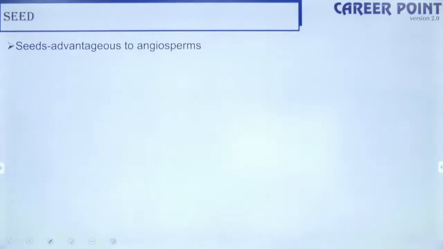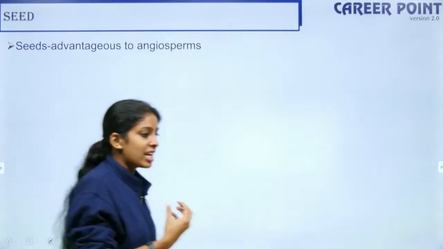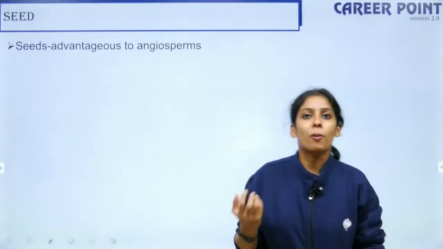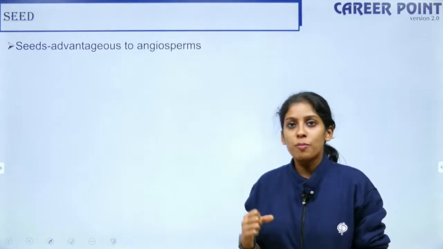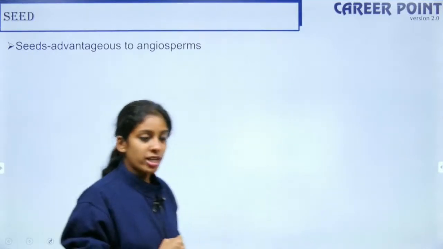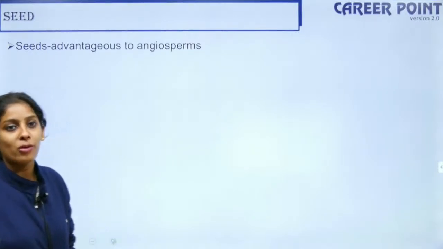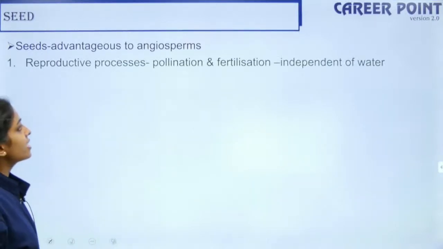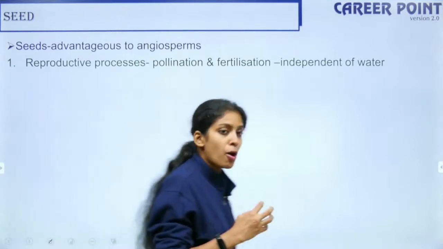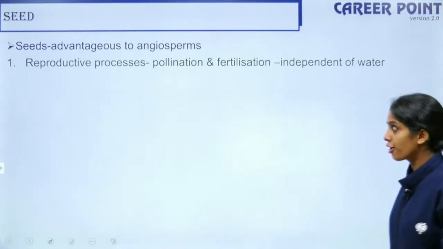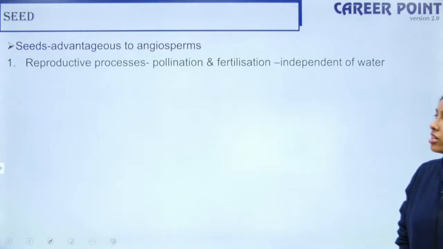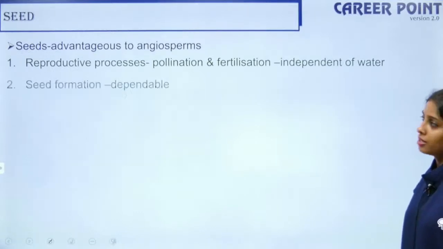So seed is advantageous to angiosperms. Just like you need progeny to sustain your population or your community, for plants seeds are very important. They ensure that their community or population persists. It is the most important output of sexual reproduction, and it also helps in pollination as well as fertilization, right?